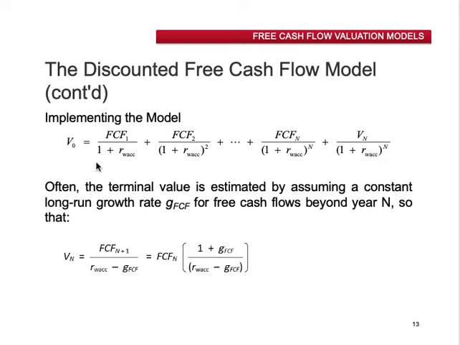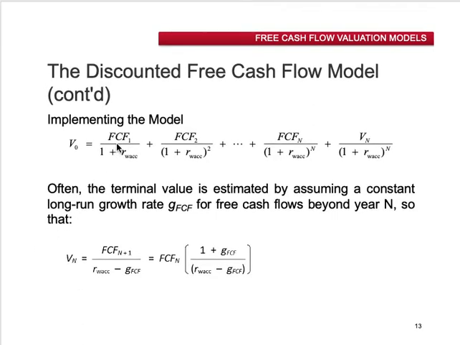So in a nutshell, this is what you're going to get. You're first going to calculate your individual cash flows. You're going to discount your individual cash flows with the cost of capital. Then you're going to compute your terminal value. And then you're going to discount your terminal value until T0. And the sum of all of that is what we call enterprise value.